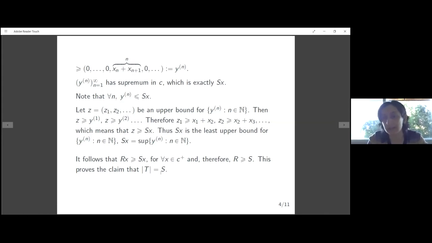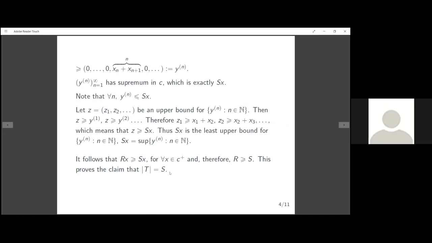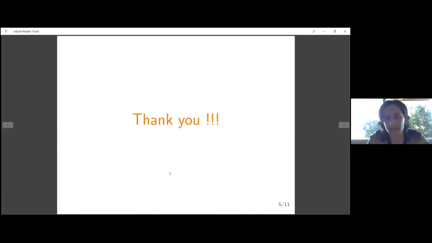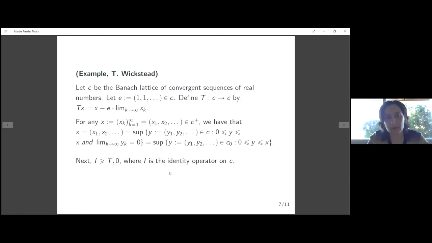So this gives that part about the modulus of T, because Sx is x1 plus x2, x2 plus x3. But if you won't mind, there might be another example. This is by Professor Wickstedt, also showing that the adjoint of the modulus is not equal to the modulus of the adjoint, and here a completely different operator is used.